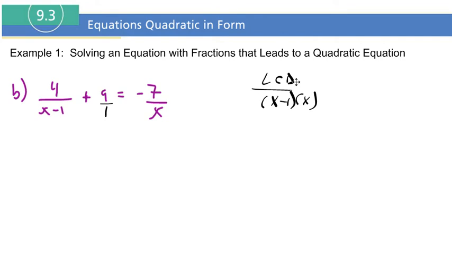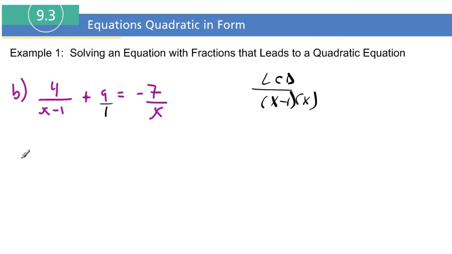Okay, now that we have that, we're going to multiply everything. I mean every single term by the LCD. The reason for multiplying by the LCD is we eliminate the denominator. And that's pretty cool because we like to work with non-fractions. All right, so I'm going to go ahead and multiply everything by x times x minus 1.